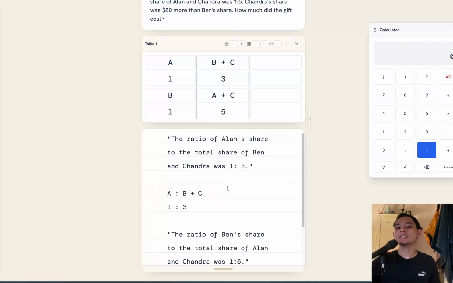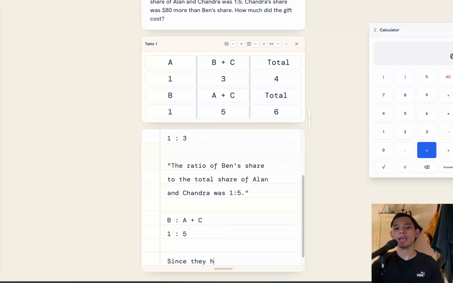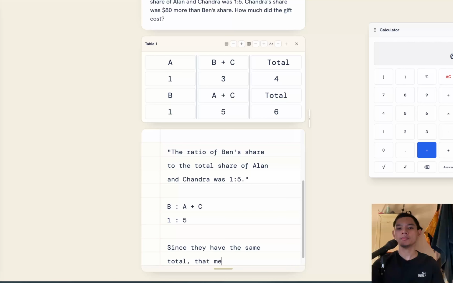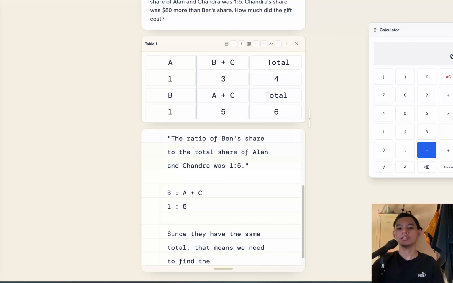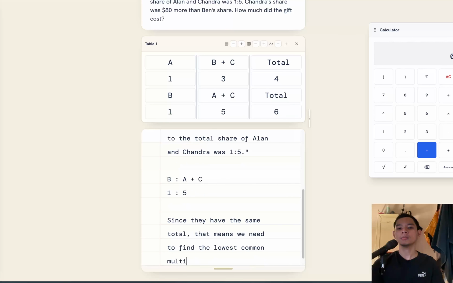So all of them have the same total. A plus B plus C, the total will be 4 in the first case, and the total will be 6 in the second. Since they have the same total, we need to find the lowest common multiple of 4 and 6, which is 12. So 4 times 3 is 12, and we need to multiply everything by 3 for this part. So this will be 3, and this will be 9. For the second combination, 6 times 2 is 12, so 1 times 2, and then 5 times 2.